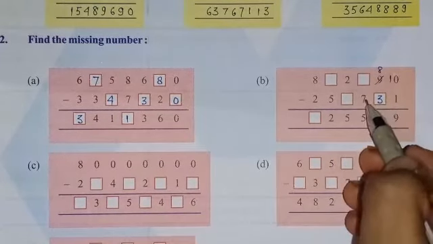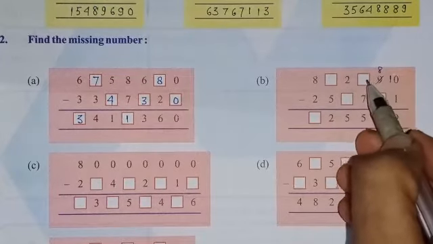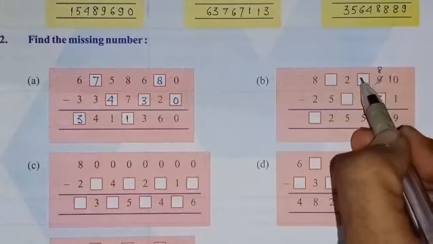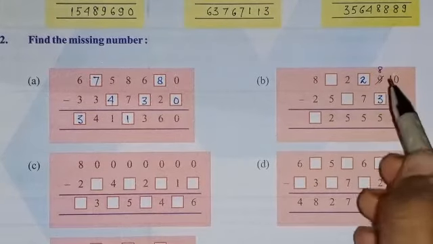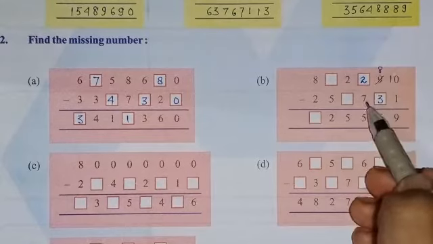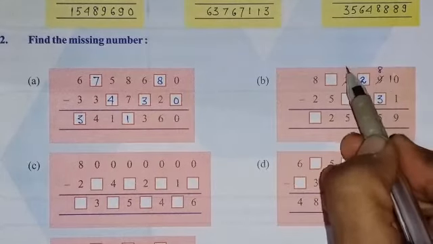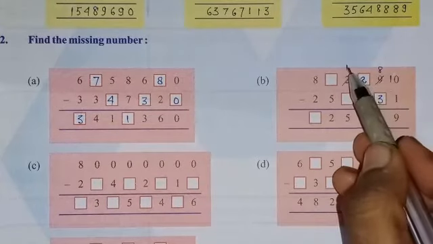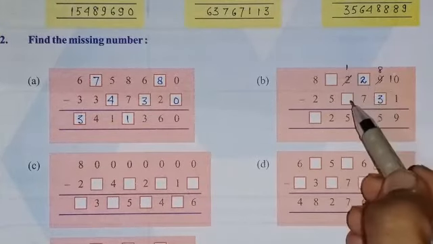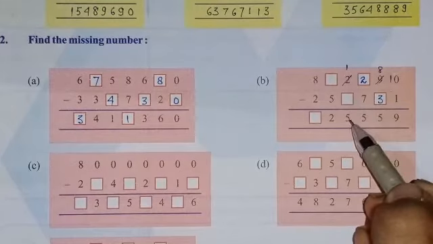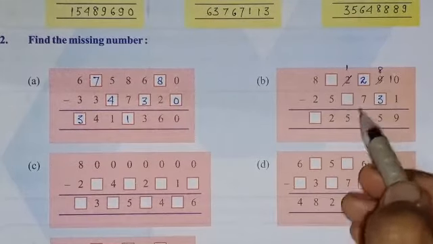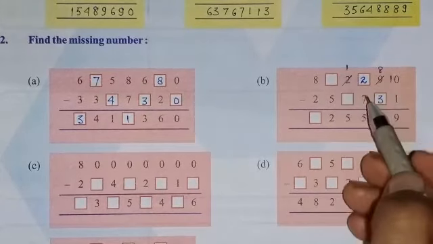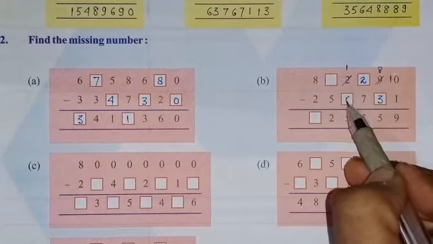Okay, students. So 7 plus 5 means 12. Here should be 12. So 12 is not possible. It means we will write here only 2. Okay, students. Now as we know that 2 minus 7 is not possible. So borrow from this digit. This one will be 1 and this one will be 12. So 12 minus 7, 5. Now this digit is 1. 1 minus what number to get 5? Not possible.